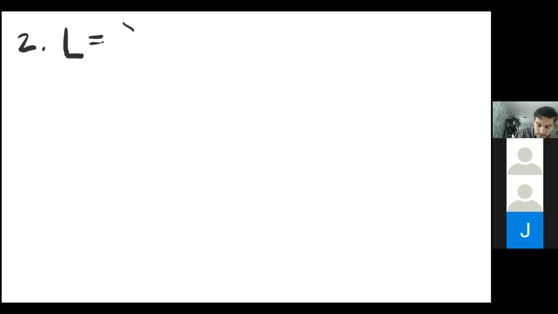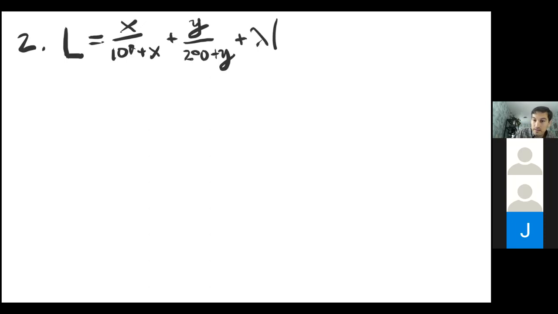x over 100 plus x, plus y over 200 plus y, plus lambda. And this is an inequality constraint, so it's possible that the constraint doesn't bind, even though if you think about it, it's going to bind. I think that's it. That's what I have for the Lagrangian of problem 2, homework set 6.